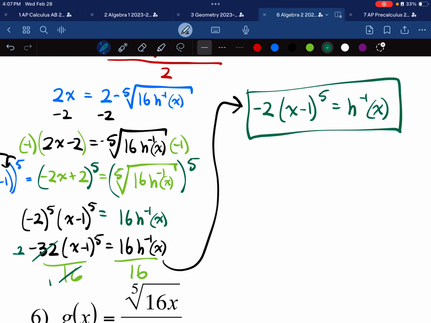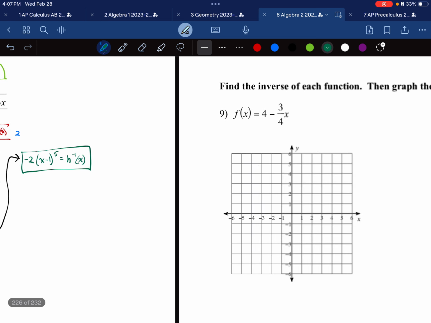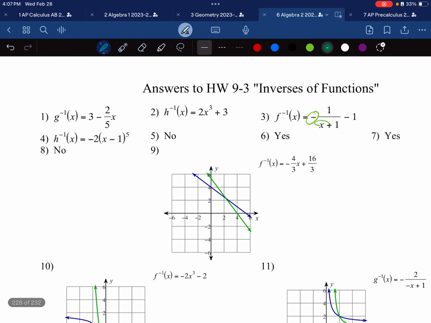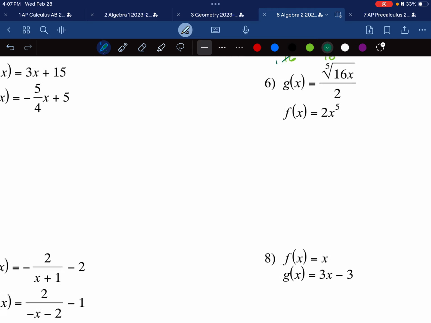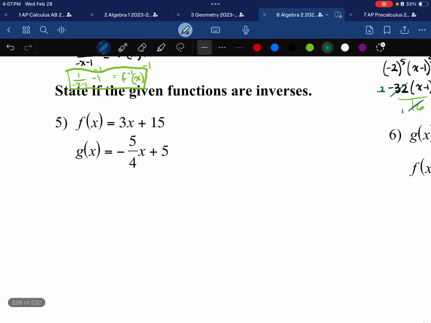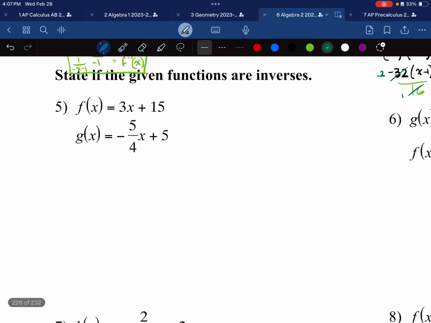Let's go and see if it matches the answer key. So number 4 is the negative 2 factored out. Yeah, so they also factored out the negative 2 like I did. You don't have to do it that way, but it is a little bit easier, I think. All right, for numbers 5, 6, 7, and 8, we are trying to determine if it is an inverse.